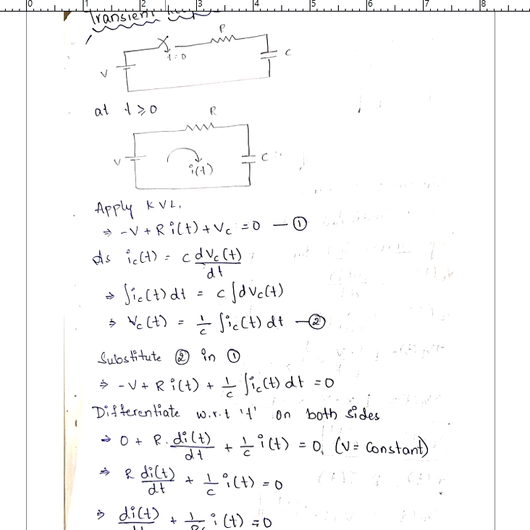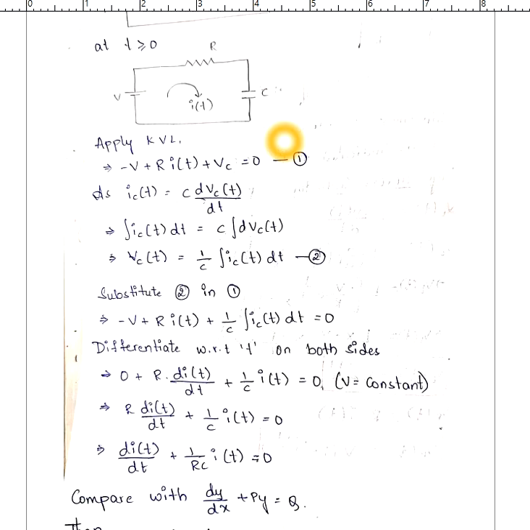So what is the circuit here? Step input voltage of value capital V, and there is a switch in between which is coming down. That means it is getting closed at t is equal to 0 seconds, and then it is connected to the RC series circuit. So again at time t greater than or equals to 0, switch will be acting as a closed circuit, that means short circuit, and we will get one loop here.